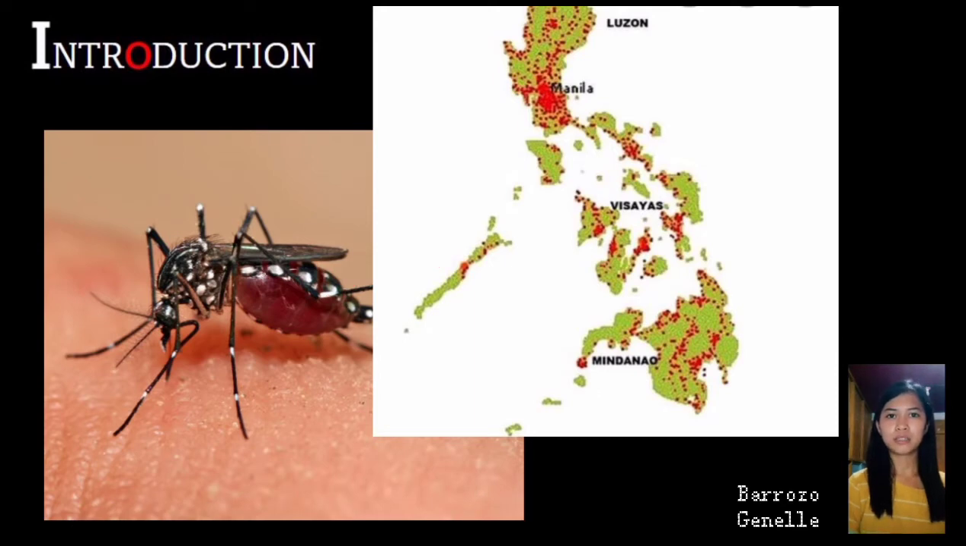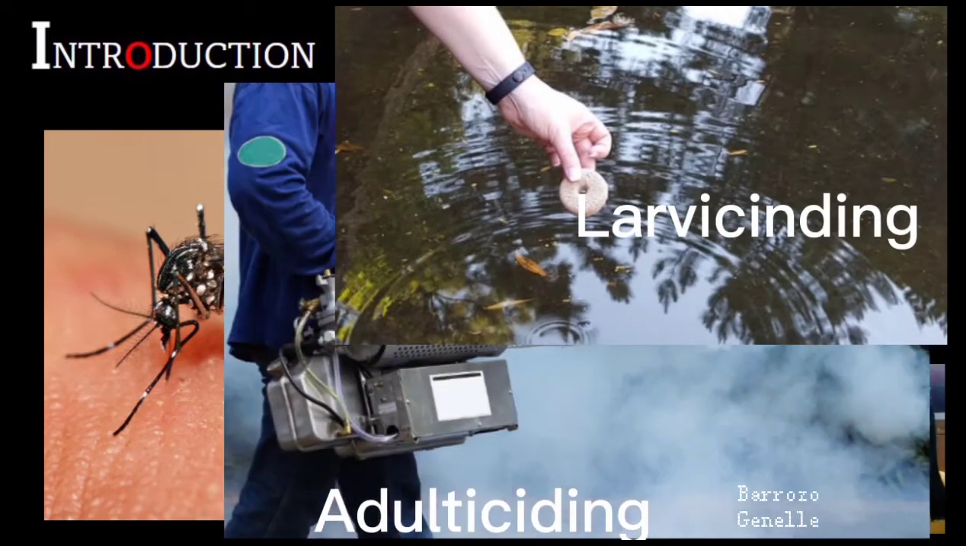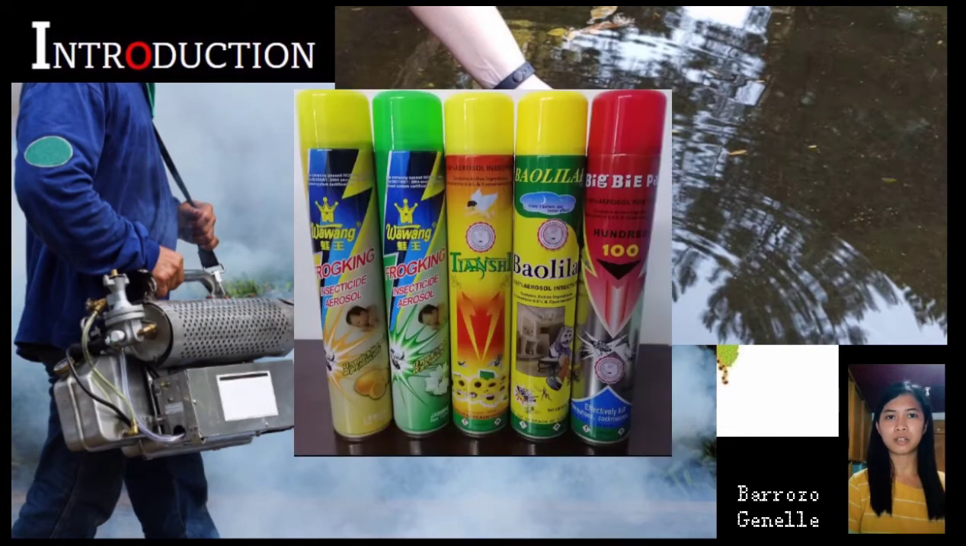Several control methods were already developed for the Aedes aegypti mosquito, which include the use of larviciding, adulticiding, using insecticides, or breeding resources reduction. However, the use of insecticides in the long term is discouraged because of environmental contamination and the possibility of the insect's development of resistance to insecticides.